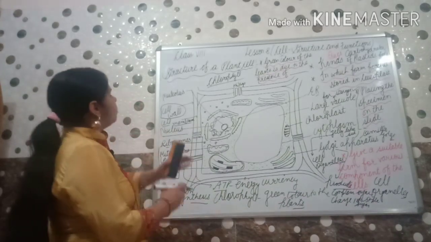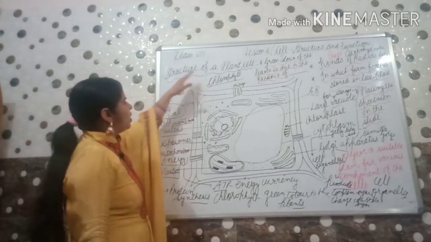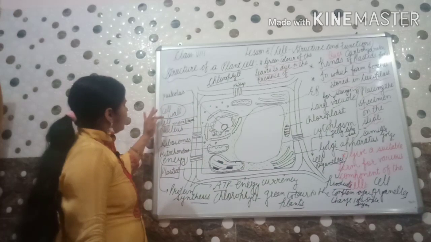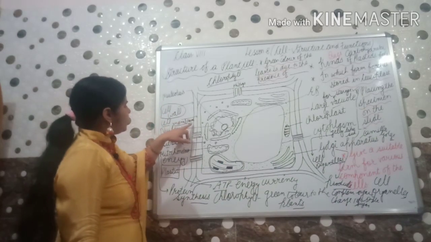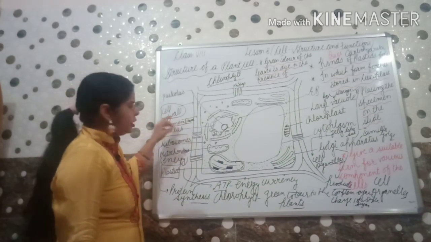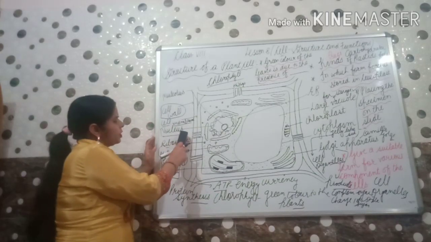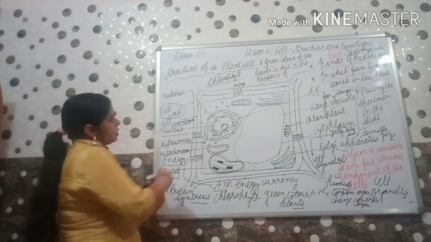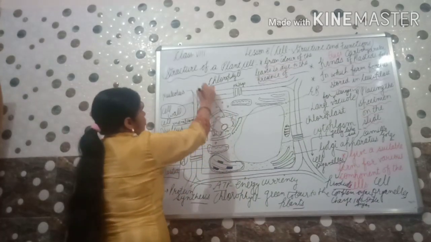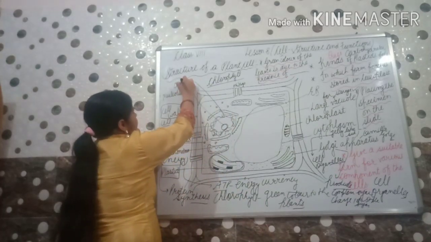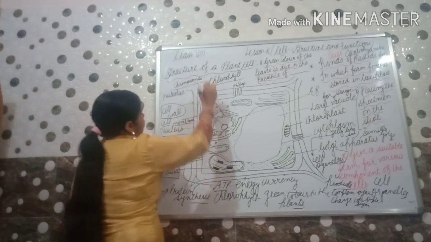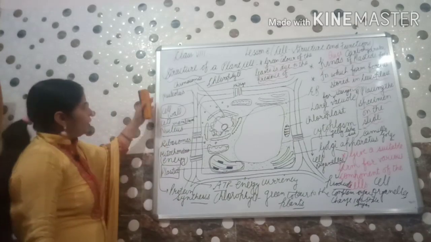Okay, so once more, structure of the plant cell. What are the components present there? Cell wall. Inner membrane is called cell membrane, or you can say plasma membrane. Nucleus is there. In nucleus what is there? Spherical body, that is nucleolus. These are the thread-like structures, which are known as chromosomes.